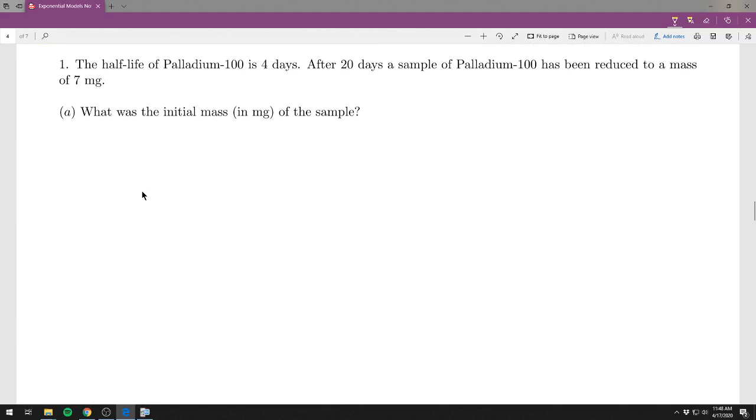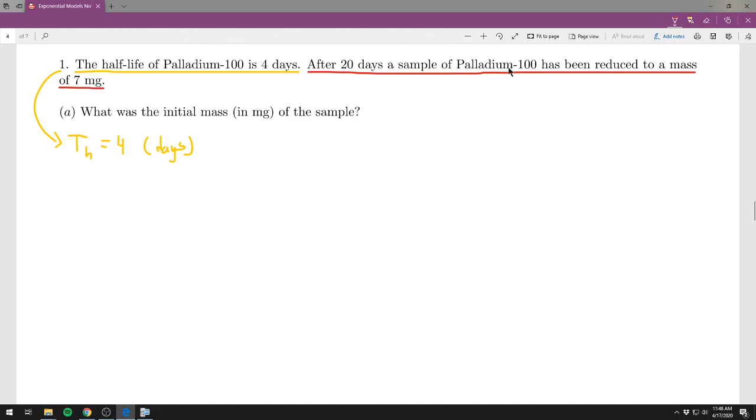The first one, it says the half-life of palladium 100 is 4 days. I have no idea if that's even a real chemical, but what are we told? So we're told half-life TH is 4 and our units are days. We don't actually write the units in the formula, but just to keep track of it if you need it. And it says after 20 days, a sample has been reduced to a mass of 7 milligrams.